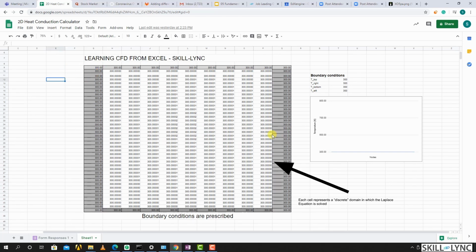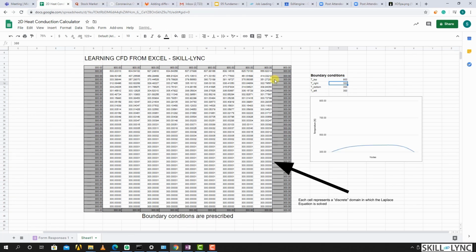Alright, and this right here is what you would do in CFD. In this case, the domain is very simple, it's rectangular. But if you take a battery pack, the geometry is going to be much more complex. So for example, what's going to happen if the top boundary condition is changed to 900?